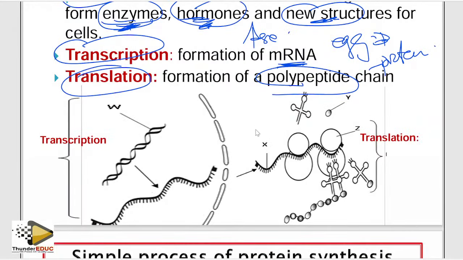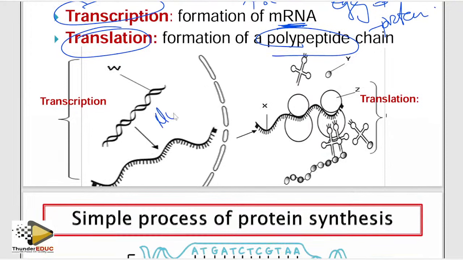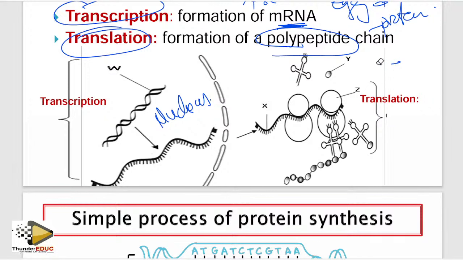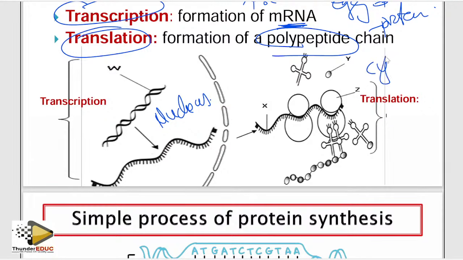All right, let's continue. We have said that protein synthesis is divided into two. The first one is transcription, the formation of a messenger RNA, and the second one is translation, which is the formation of a polypeptide chain. Where does transcription occur? Transcription occurs in the nucleus, while translation occurs in the cytoplasm. So you need to know the two sites where transcription and translation occur.